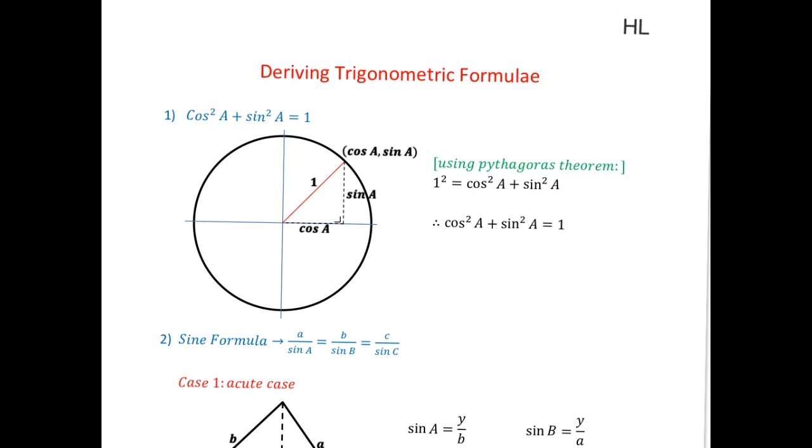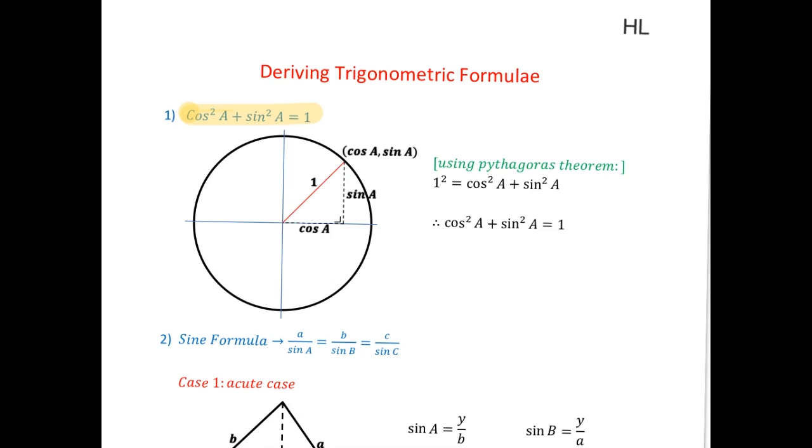In this video, I'm going to be going through the first 3 derivations that are required on the Leaving Certificate Higher Level Trigonometry course. The first derivation that's required is cos squared A plus sine squared A equals 1. The way this is usually done is by drawing a unit circle like this one here. So the unit circle has radius of length 1. In the x direction we just have cos A, in the y direction we have sine A.